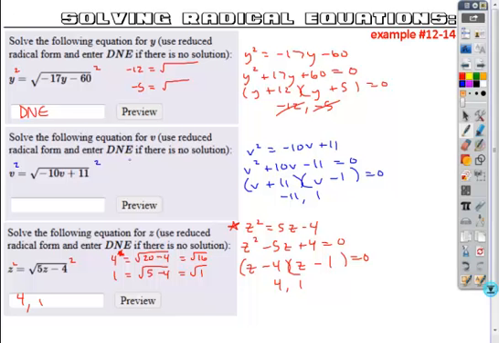When we plug those in, negative 11 is equal to the square root of, again, we don't need to go any further. A square root can't equal a negative, so that's extraneous. Test 1: 1 is equal to the square root of negative 10 times 1 plus 11, which is the square root of 1. That is a true statement. And so our answer for that middle problem would just be the 1.